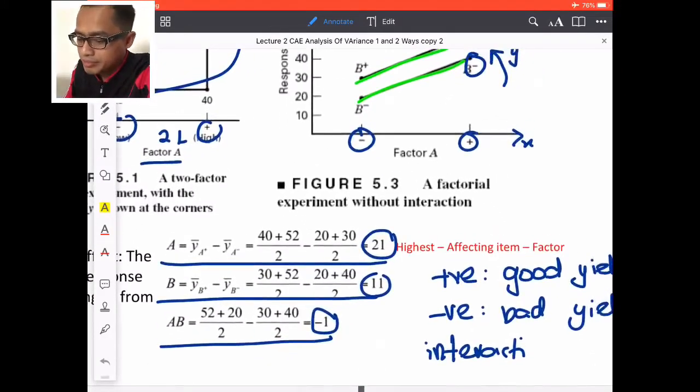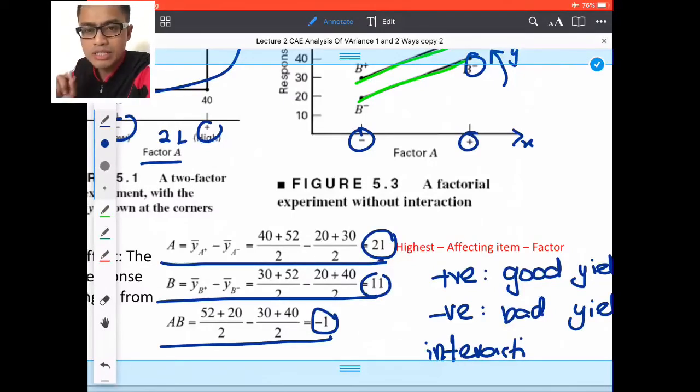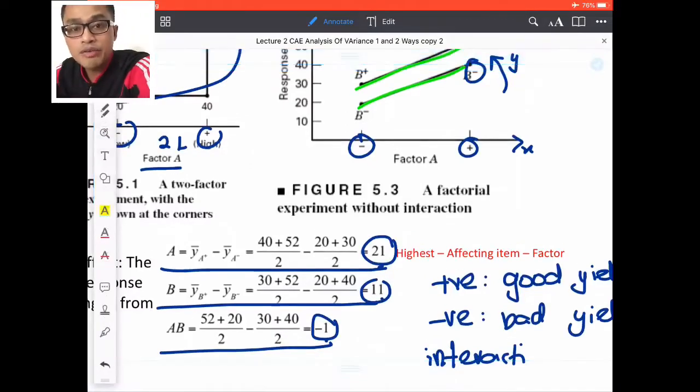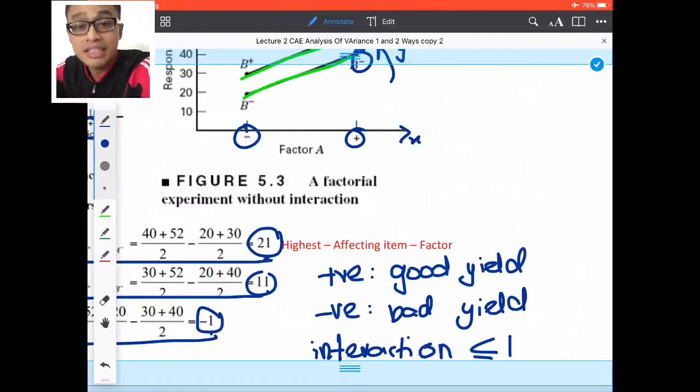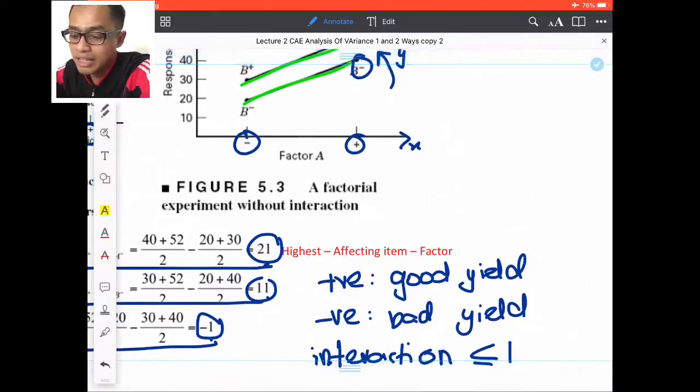For factor A, you see here it's 21, factor B is 11, and AB, which is the interaction. The symbol for interaction between A and B is AB, just like the vector equation. It is the same as in ANOVA 1 way: positive gives good yields, negative makes yields go down. An interaction of less than 1, or maybe less than or equal to 1, means it is almost non-existent, just like the graph tells you.